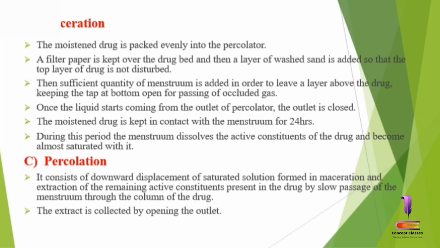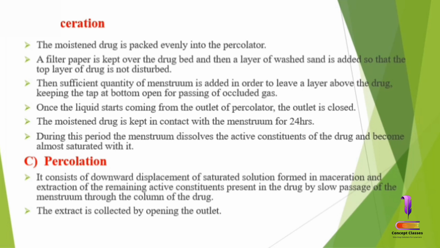After putting the washed sand layer, we have to add a sufficient quantity of menstruum so that there is a layer above the drug. While pouring this menstruum, we have to keep in mind that there's a tap at the bottom of the percolator, and that should be open, because if there are any occluded gases, they will pass out. Once the gases are removed, liquid will start flowing. Once the liquid starts coming from the outlet of the percolator, the outlet is closed.